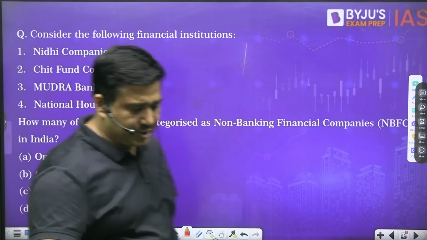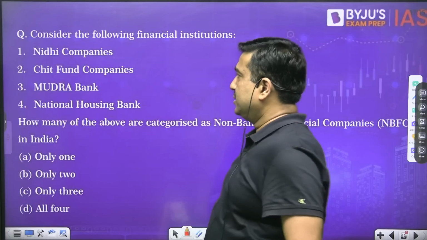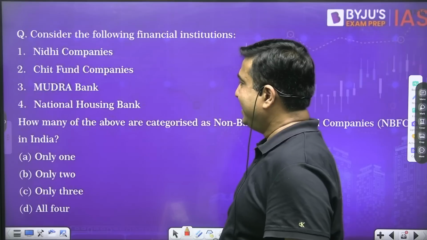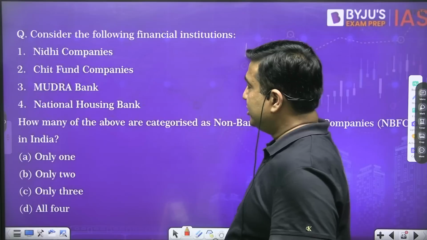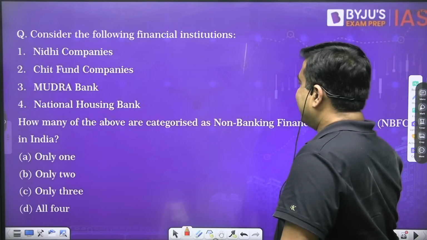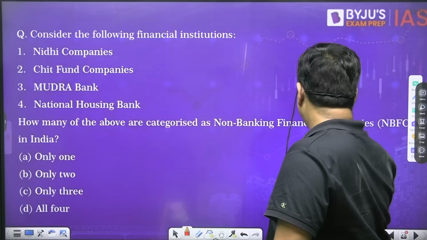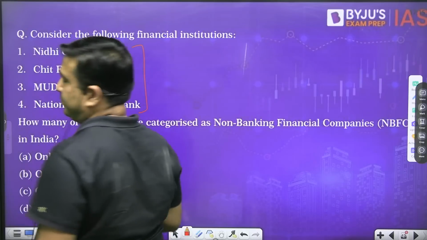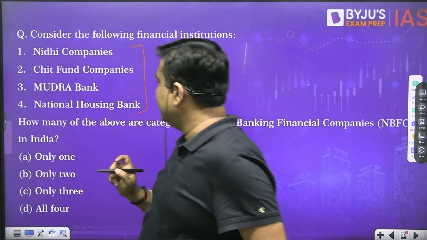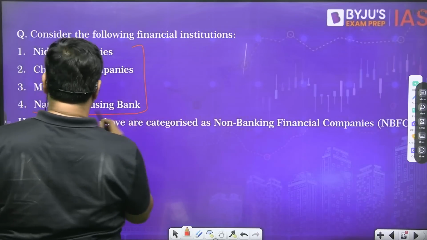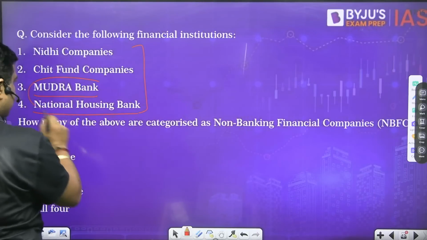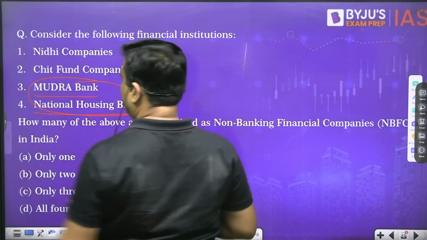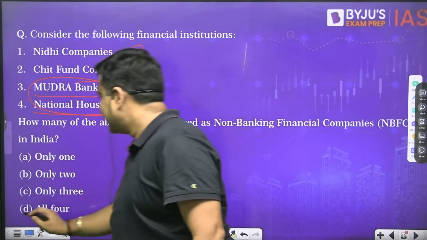Consider the following financial institutions. First, Nidhi companies, chit fund companies, Mudra Bank, National Housing Bank. Question is, how many of the above are categorized as non-banking financial companies in India? This is a very simple question, all 4. Why this question was given? Usually NHB or your Mudra Bank, these two might appear to you as a kind of confusing point, but it is not so. All 4 are part of NBFC. So answer would be D for Delhi.